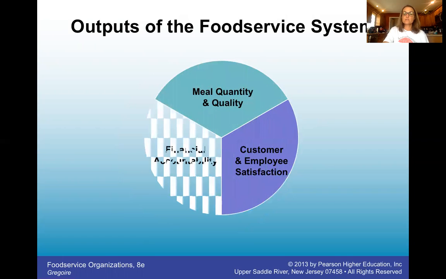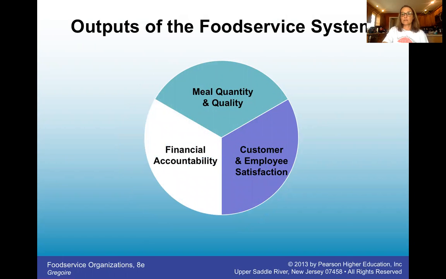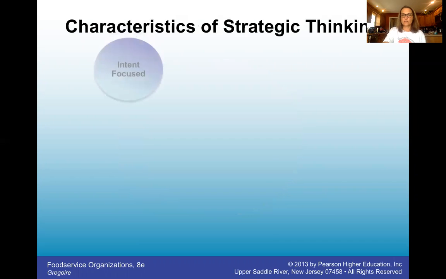Outputs of a food service system are going to be meals, and are we producing too many? Are we not producing enough? What is the quality of those meals? Finding out how satisfied the customers are, ensuring that we're meeting customer and employee satisfaction, and then finally meeting the financial objectives set forth by the organization, whether it be a for-profit or a non-profit, ensuring that our food costs are within our budgetary constraints.